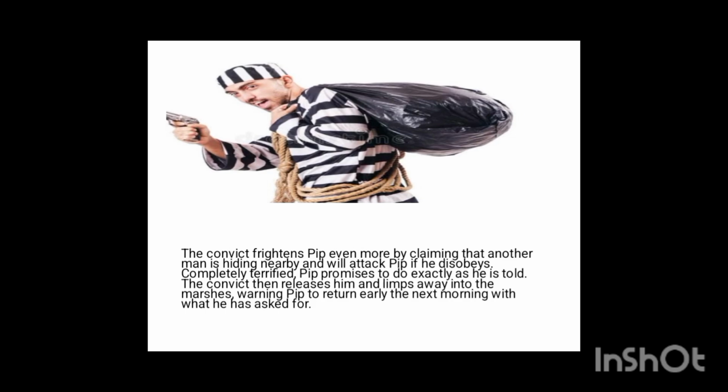So basically, there was no one with the convict, but he wanted to frighten Pip because he was just a child, just 10 years old, so he used these kinds of threats to frighten him in this way.